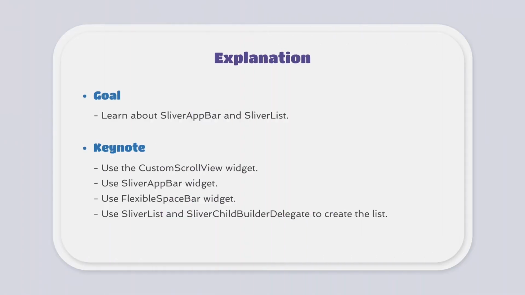In this lesson, we will learn about the SliverAppBar and SliverList. SliverAppBar uses the CustomScrollView widget to provide customized scroll movements to the app bar, such as adjusting the size of the app bar that appears at the top when you scroll up and down. You can add or create a list to scroll using SliverList and SliverChildListDelegate.